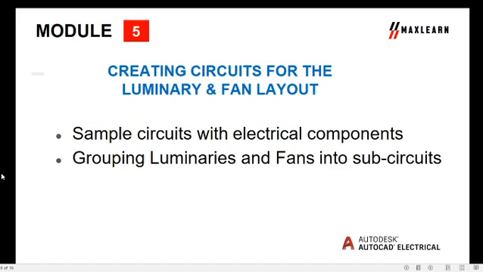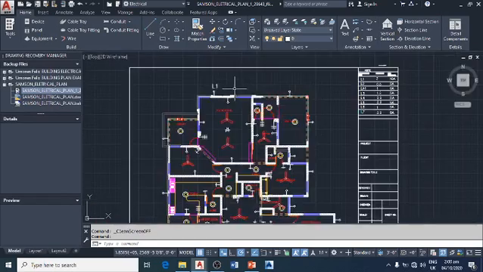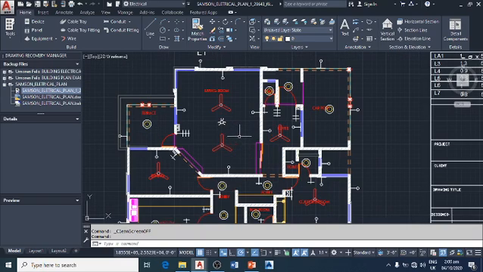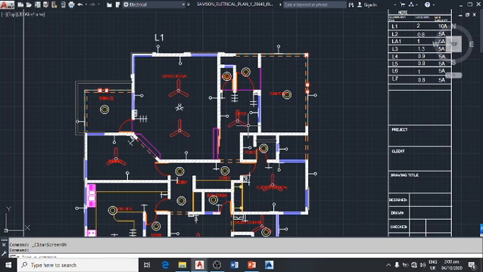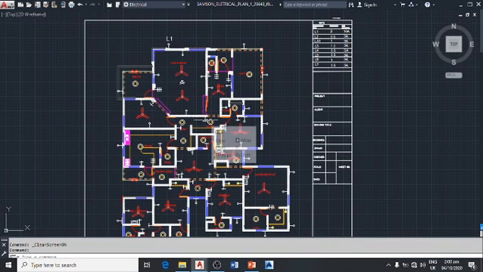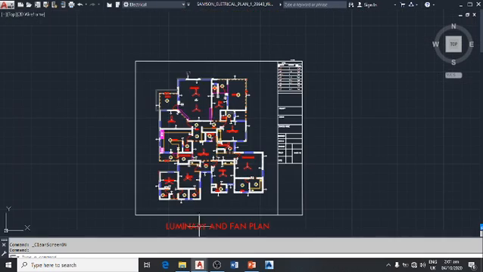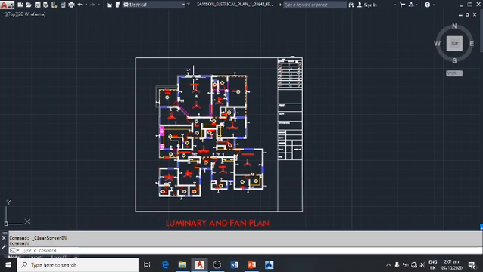Okay, let's go to our workspace. That's the AutoCAD where our design will take place proper. This is our design interface, where our design will take place, and this is the layout we created last time. Let me put it into a full screen. Ctrl 0 makes it a full screen. So from here we can see what we are going to do. This is the layout we created in our last class, that's the luminary and fan plan.